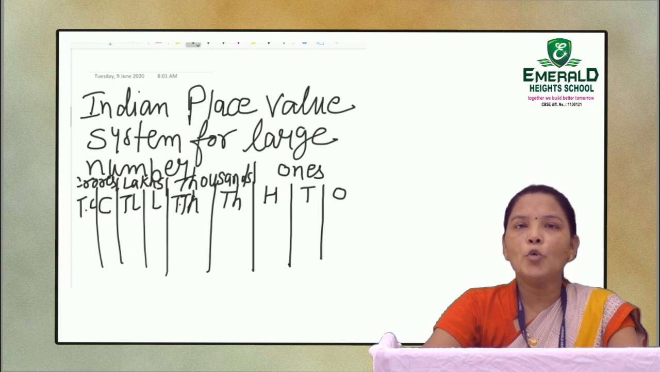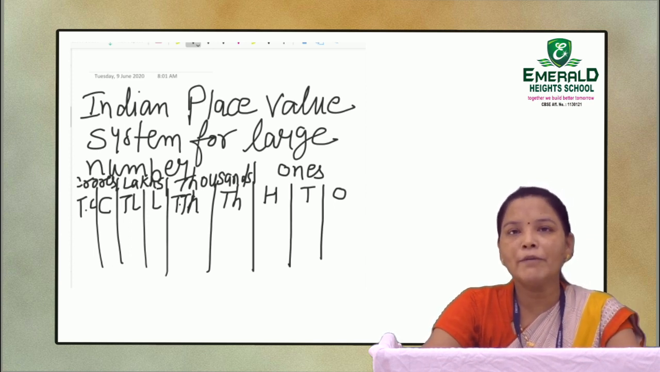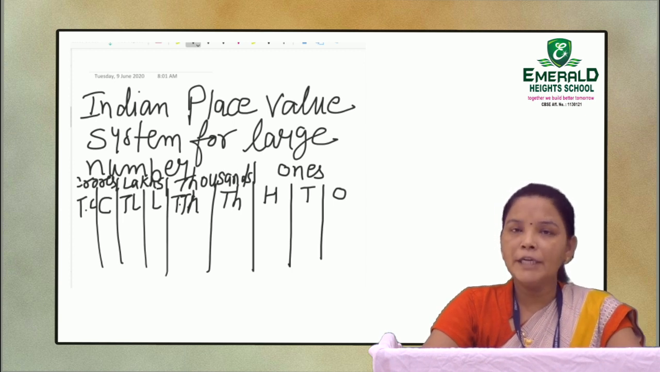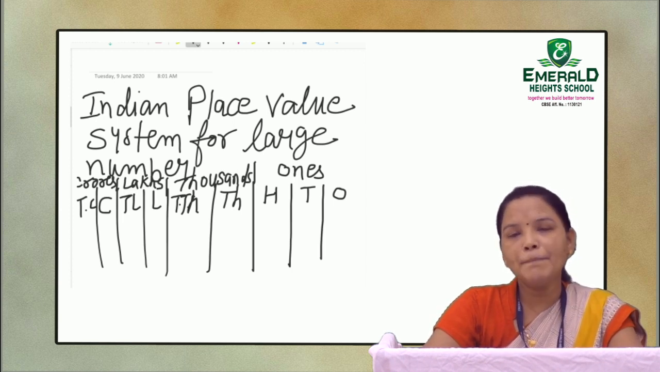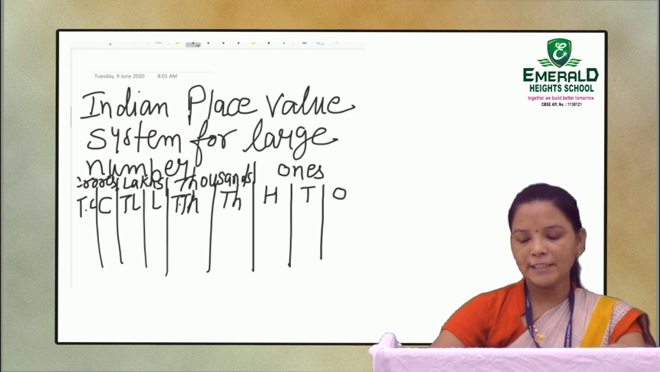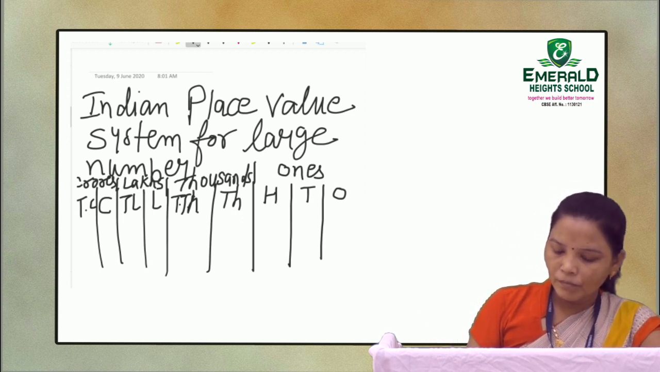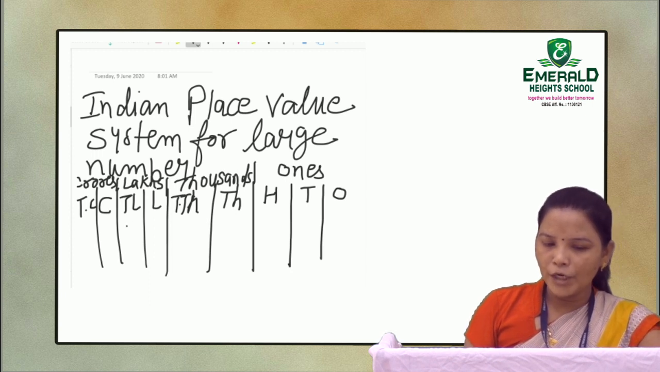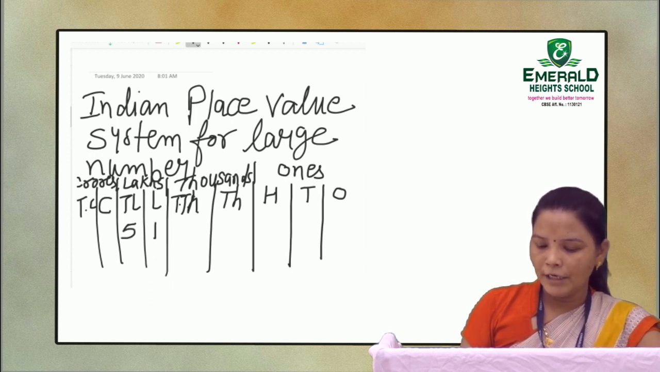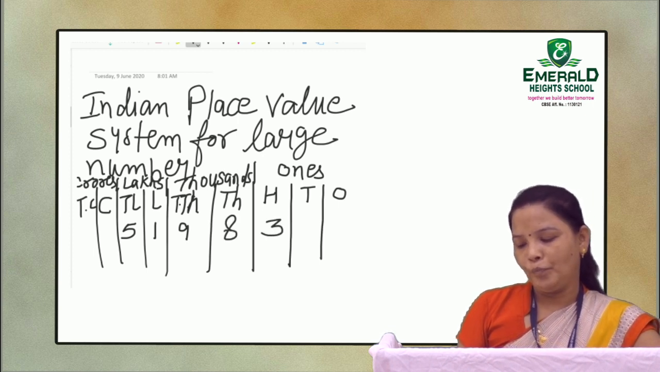Now we will learn how to place the 7-digit number value in the Indian place value system. So now let us take the number 5, 1, 9, 8, 3, 4 and 2.